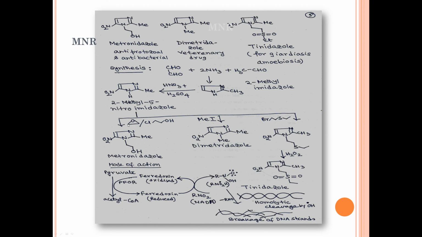Now if it is treated with the epoxide, or otherwise ClCH2CH2OH, whatever it is, the nitrogen will be attached with CH2CH2OH. That is metronidazole. For dimetridazole, with methyl iodide, N-methylation happens, and we end up with dimetridazole. The last one is not a single step but two steps.